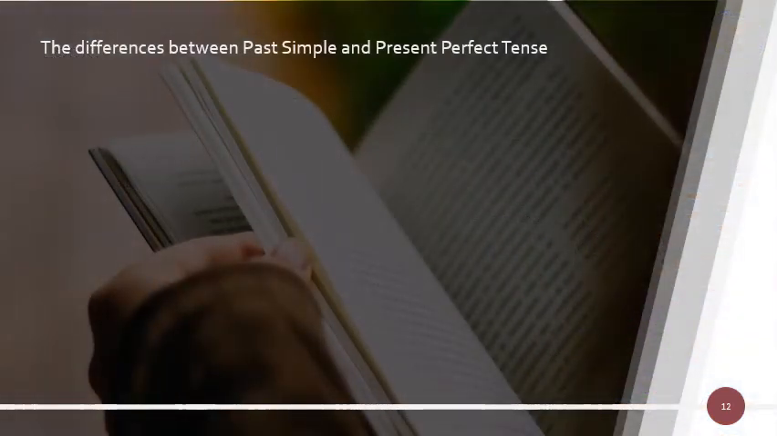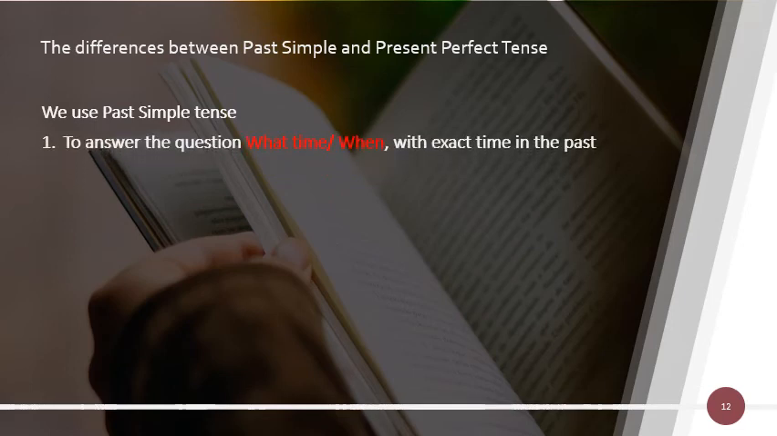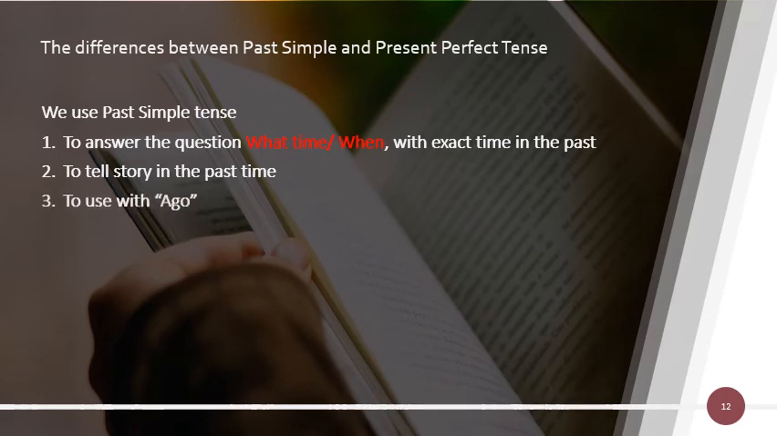Okay, so now move to the comparison between past simple and present perfect. We use past simple to answer the question what time or when. Or we can say to express the action or activity that happened in the past with the exact time. Or when you want to tell a story that happened in the past, one activity followed by another. And we use past simple with the word ago.